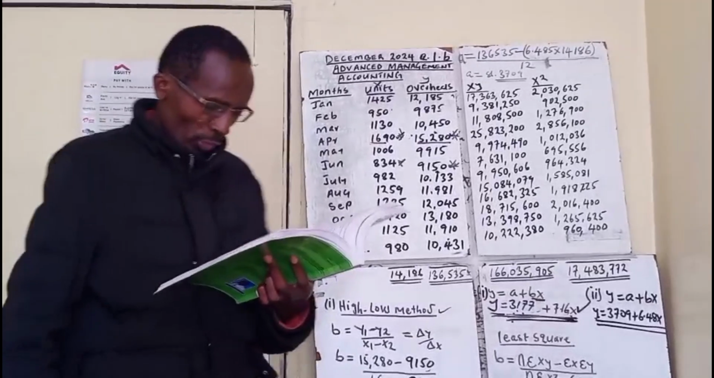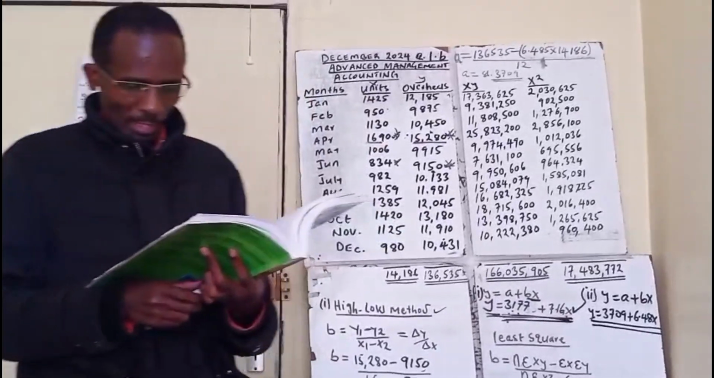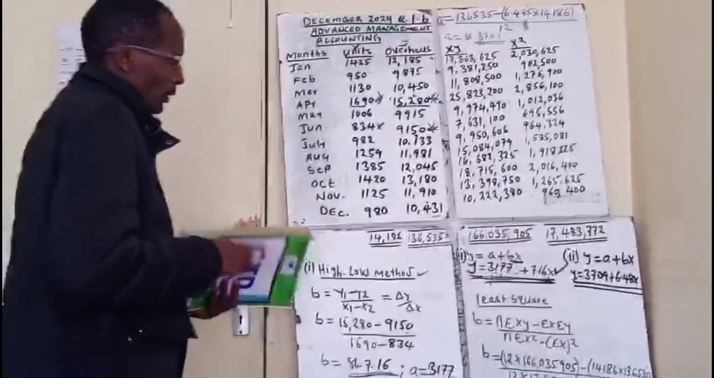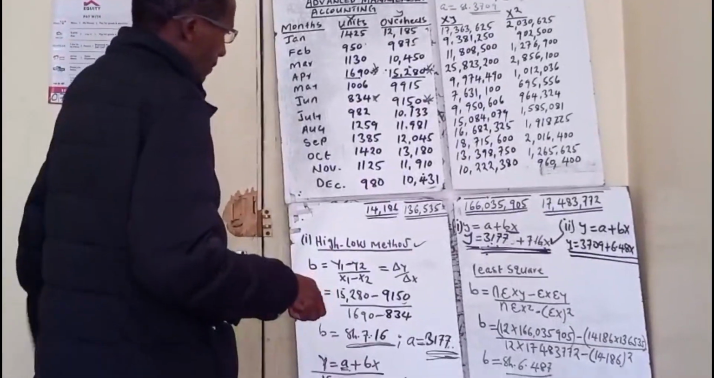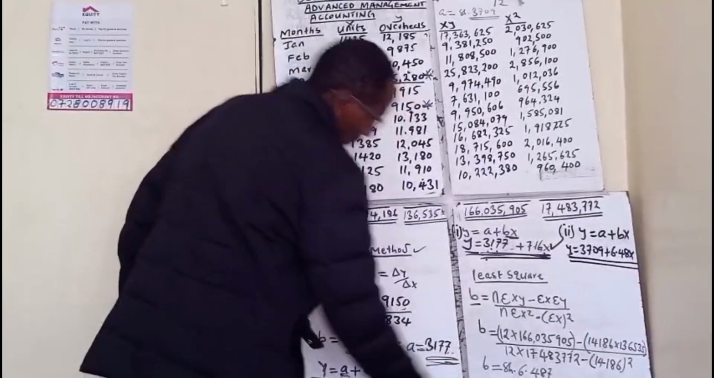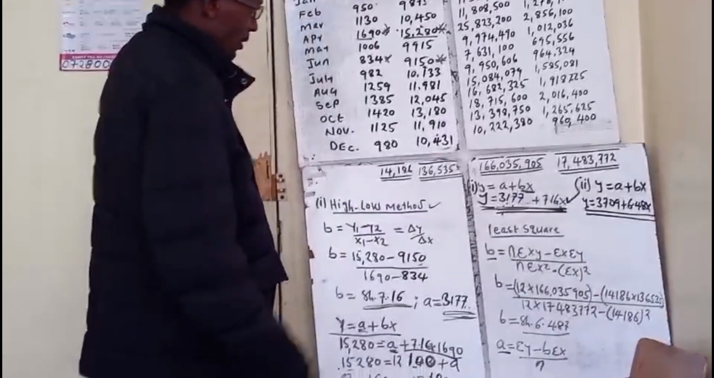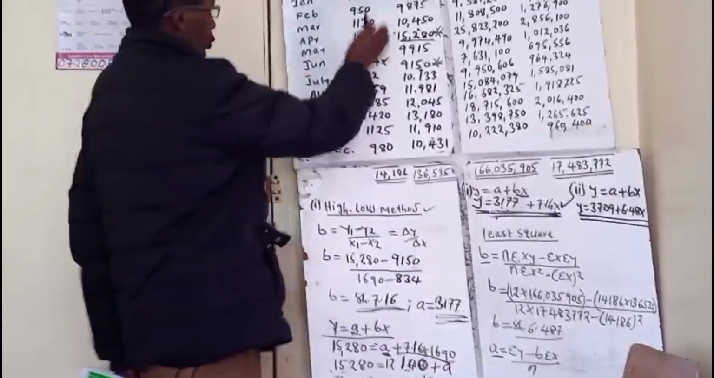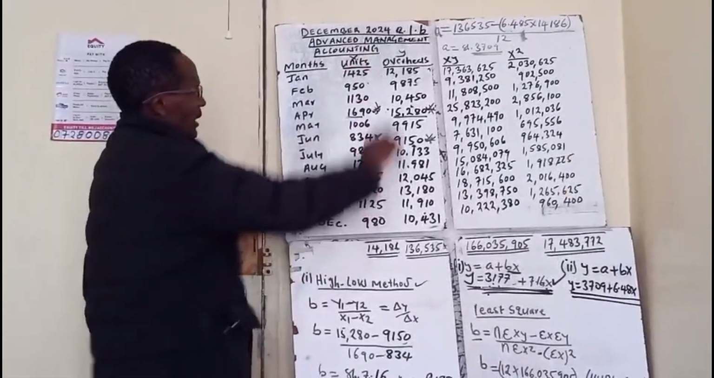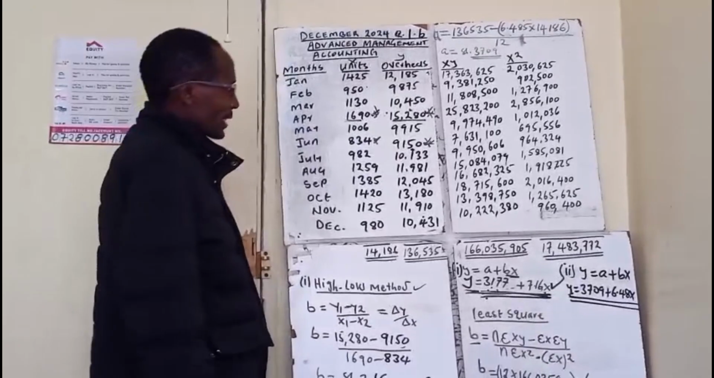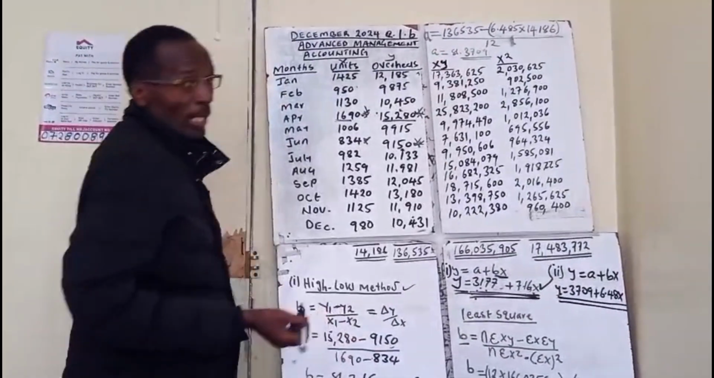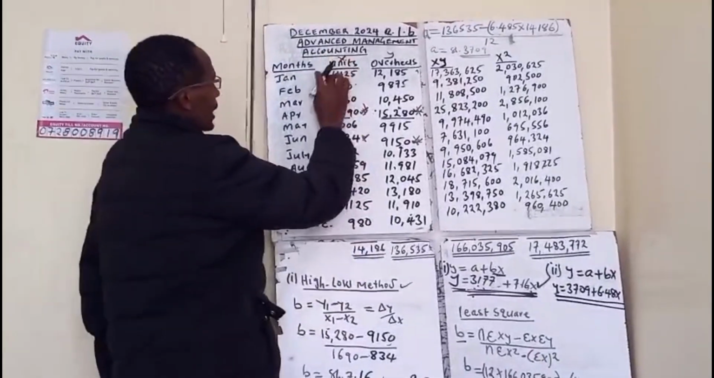Number 2: using the regression method, estimate the overhead cost function. Now, that is the same as the least square method. We just need to know the formula for calculating b and that for calculating a, and then you substitute your numbers. Using the least square method, you note that this part and this part will be given by the examiner. So you put another column here for xy, where you multiply x by y.